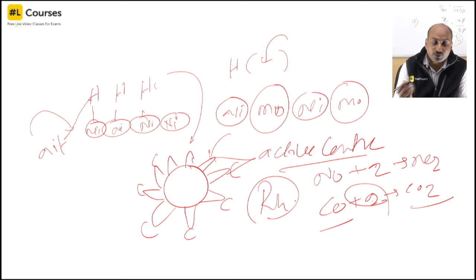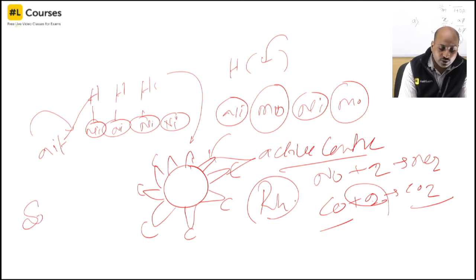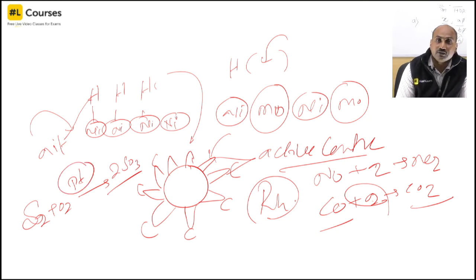So, in the case of sulfur dioxide, that is the conversion of sulfur dioxide to sulfur trioxide, there also SO2 plus O2. When we use platinum and it gets converted to SO3, the platinum is completely poisoned by the presence of arsenic, As2O3, arsenic trioxide.